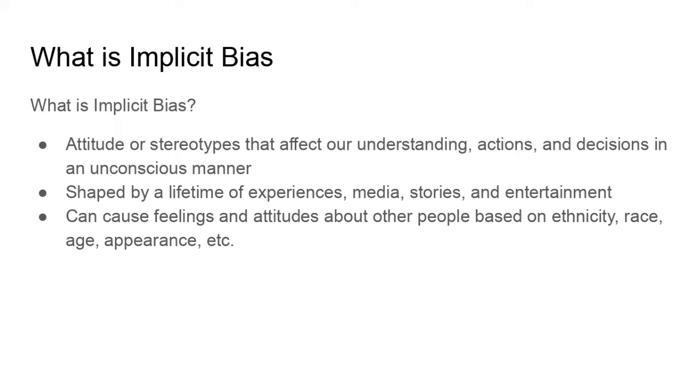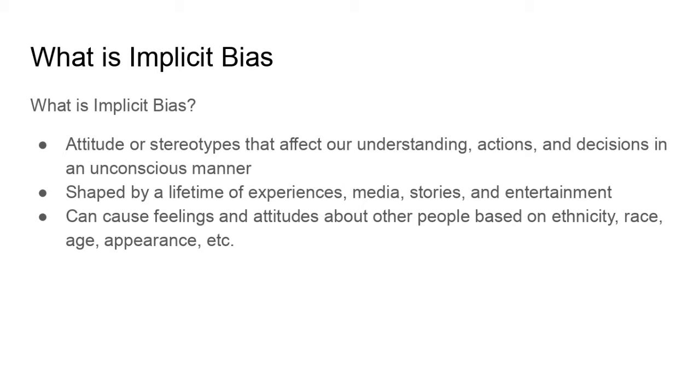So according to the folks over at Brown University, implicit or unconscious bias refers to the attitudes or stereotypes that affect our understanding, actions, and decisions in an unconscious manner. These biases, which encompass both favorable and unfavorable stereotypes, are activated involuntarily and without an individual's awareness or intentional control.